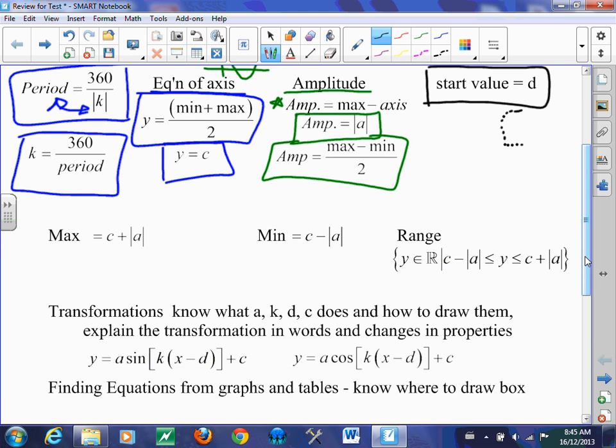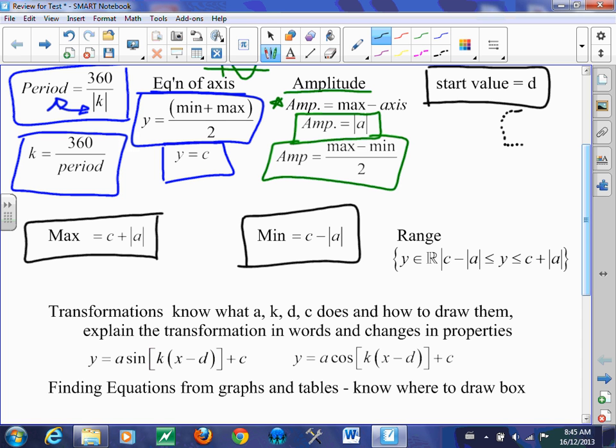Last three building blocks we learned: the max equals the C plus the absolute value of A, so that's your axis plus your amplitude, whereas your minimum is your axis subtract your amplitude. Okay, remember everything's symmetrical, so these will be symmetrical around the axis. And your range, ladies and gentlemen, is your min has to be less than or equal to y, which has to be less than or equal to your max.